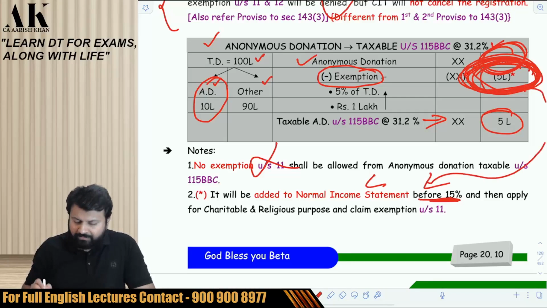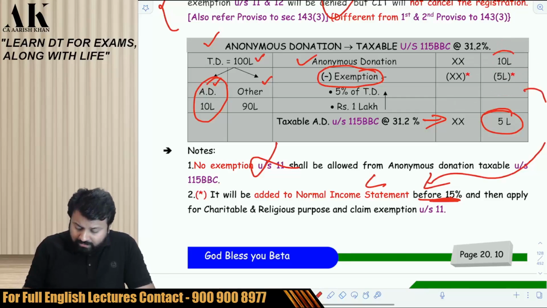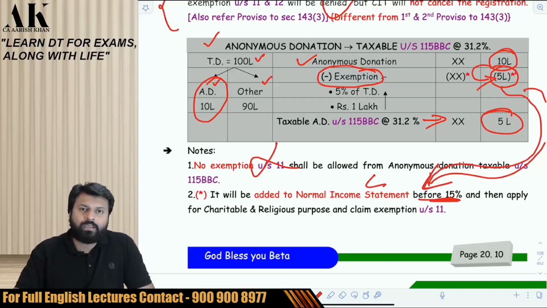you can use 15% and then, listen carefully once again. The anonymous donation which is over here, there is only one exemption for that. And whatever is getting exempted over here, for that you can treat like a normal donation. And you can claim exemption of 15% and apply the balance amount. Okay.